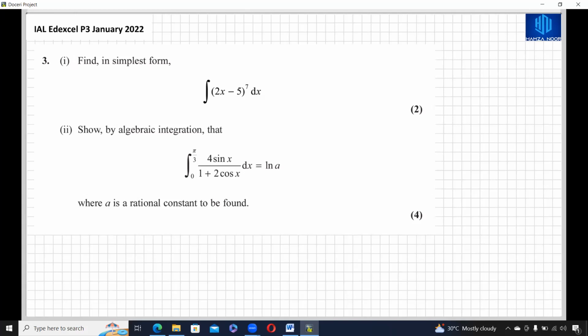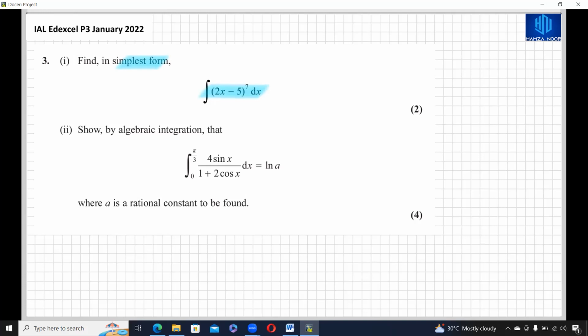This is Hamza Noor, and in this particular video, I'm going to solve question number 3 of the International A-Level Edexcel P3 January 2022 paper. So, part 1 says: find, in simplest form, the integral of (2x − 5) to the power 7.